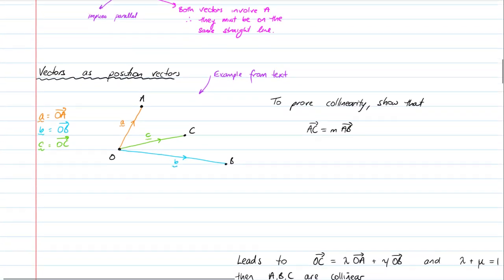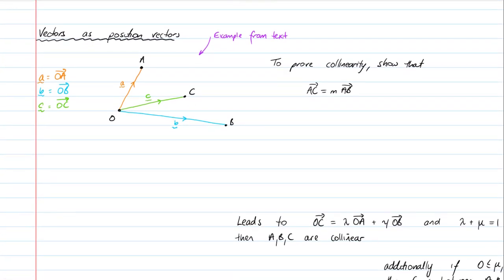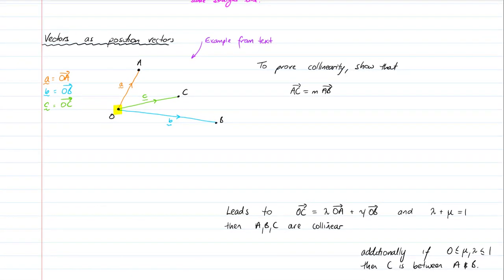So, vectors as position vectors. I've just taken this diagram from the textbook, but how would we prove collinearity here? This is where we start to breach into that geometric form of vectors. With this in mind, we can lead ourselves to a really interesting result. Let's start by considering this rule and what it leads us to. First of all, we know that AC is equal to C minus A. How do I get C minus A? Well, to get from A to C, I've got to go backwards along A and then forwards along C. So it's C minus A.